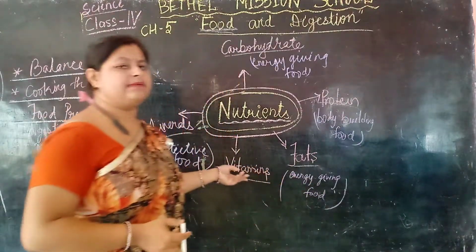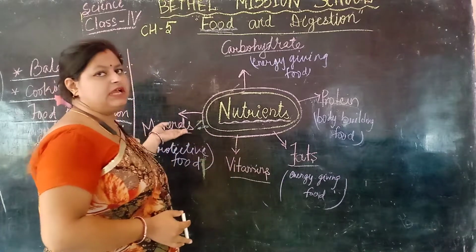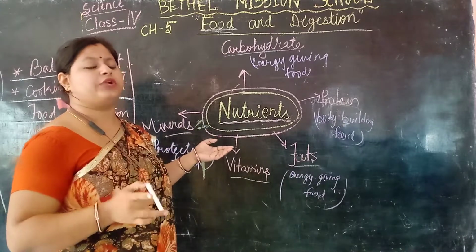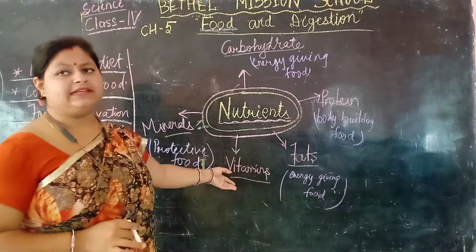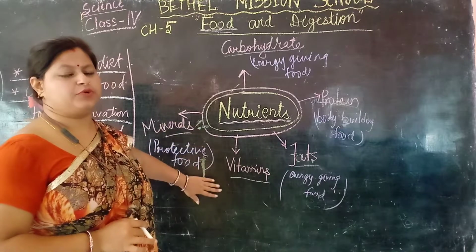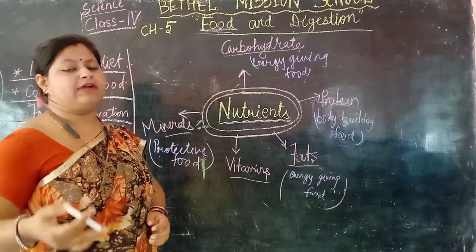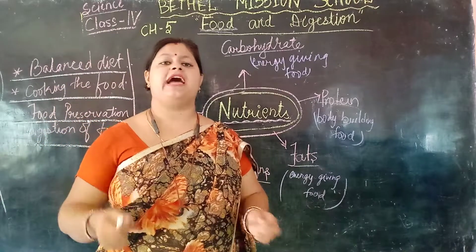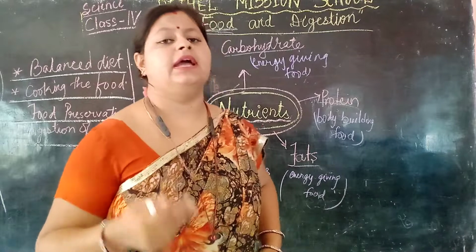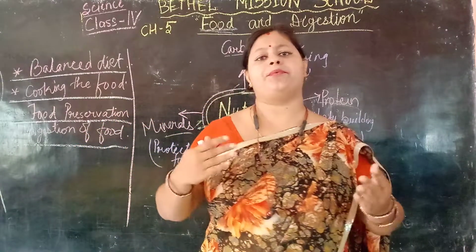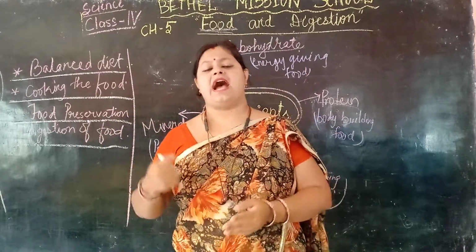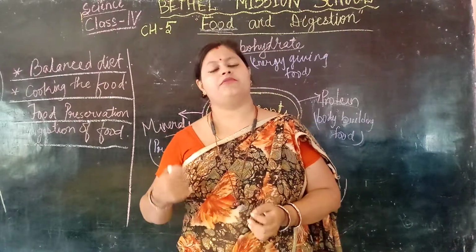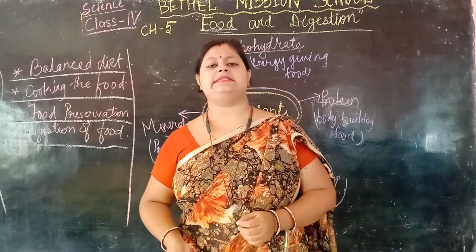Next we will discuss vitamins and minerals. Vitamins and minerals are together known as protective food. They protect our body against diseases. When we have vitamins and minerals in a rich amount in our body, we get a proper immune system. Our immunity boosts up. We are ready to fight diseases.